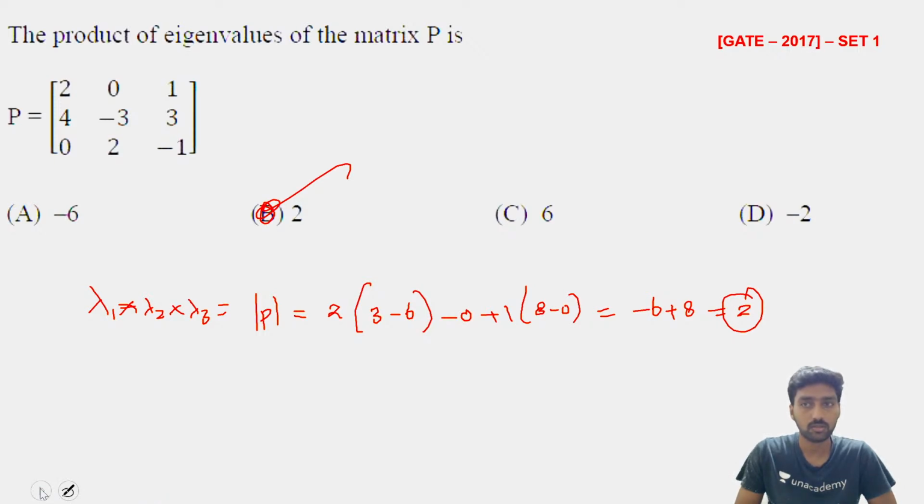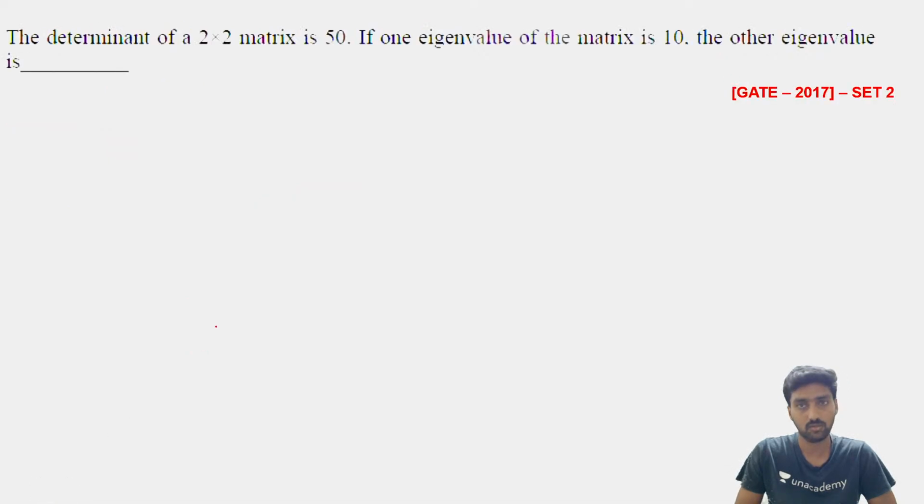Next question, 2017. The determinant of the 2 cross 2 matrix is 50. If one eigenvalue of the matrix is 10, what is the other eigenvalue? Here they have mentioned the determinant of the matrix is equal to 50. Then one of the eigenvalues is equal to 10. What about the other eigenvalue?